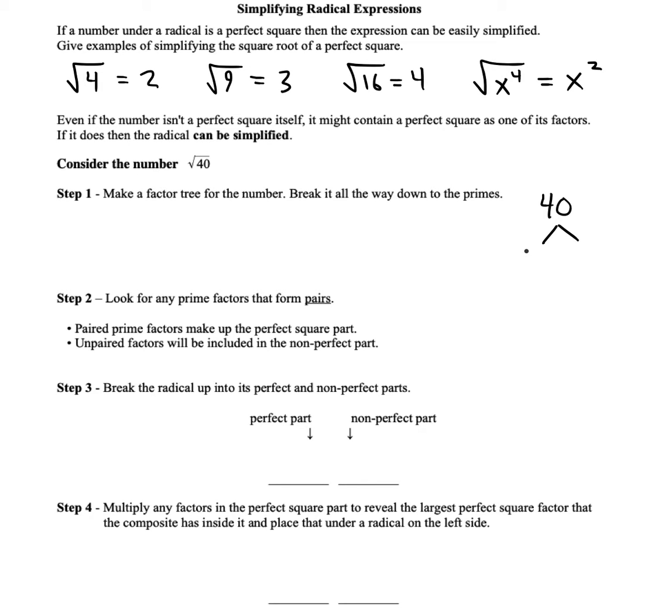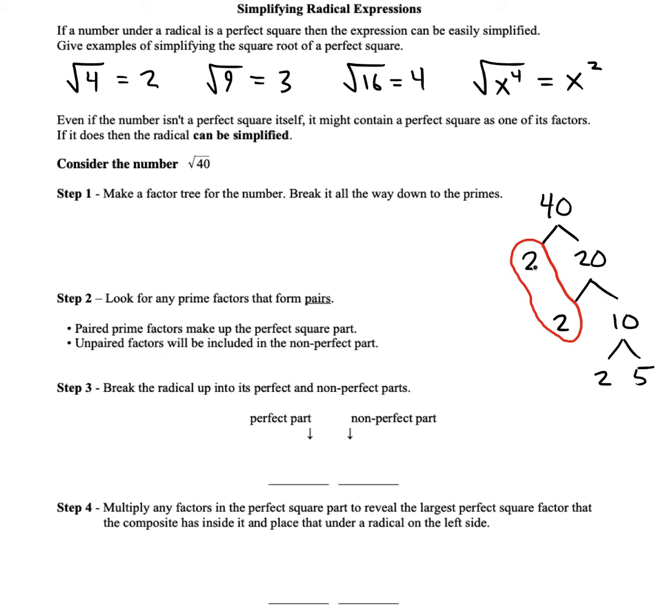40 is even, so it'll divide into 2 and 20. 20 is also even, so we'll have 2 and 10. And 10 breaks down into 2 and 5. Now the primes are 2, 2, 2, and 5. And what we're looking for is pairs of primes. If we see a pair of primes, then that means there is a perfect square in 40's factor tree.